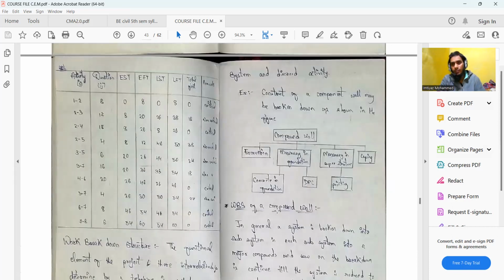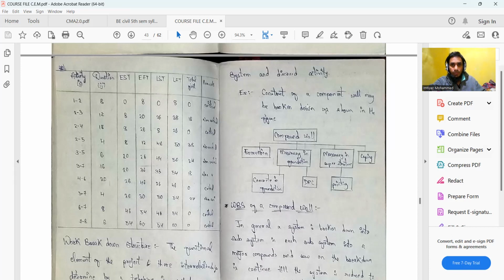For example, if you are going for construction of a building, you can't imagine the whole building appearing in front of your eyes. It doesn't happen like that. When you go for construction, you need to go step by step. So in order to make things simpler, we break down the whole work into smaller components.